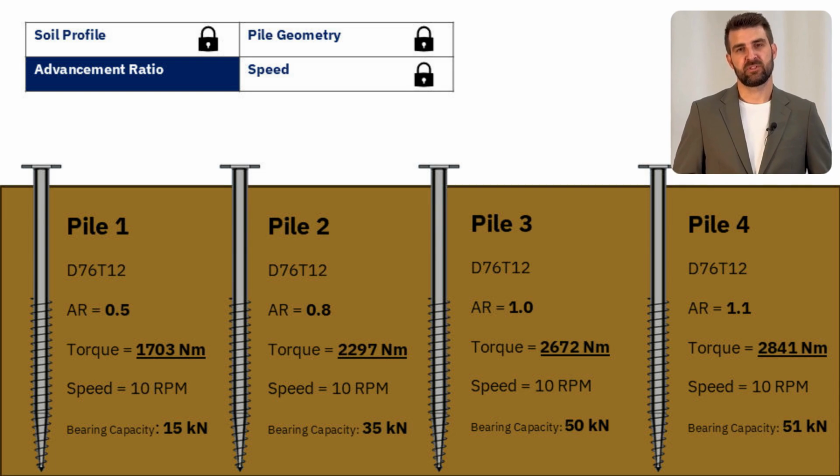Therefore you must measure the advancement ratio as you install the screw piles. Without it, you cannot control or document the bearing capacity for piles that you don't test. Which means that if you don't measure the advancement ratio of your installation, you will need to do a static load test of each single pile to be able to document your project correctly.